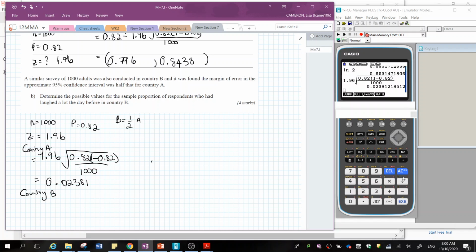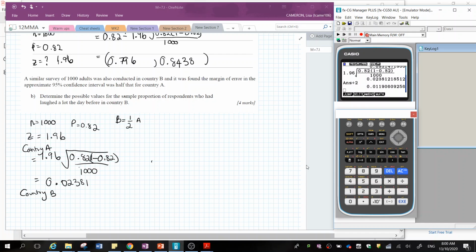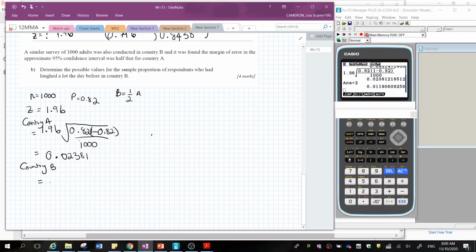So all I'm going to do now is divide that answer by 2. And I'm going to get that it is equal to 0.01192. Yep, and that's our 4 decimal places.